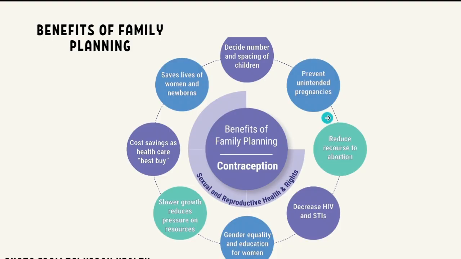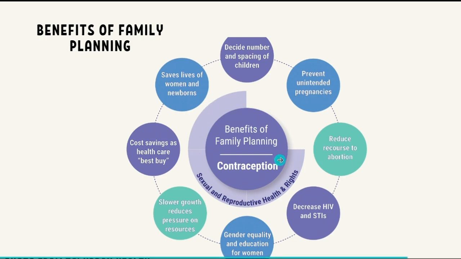It also reduces the recourse to abortion. These are both connected, because with an unintended pregnancy, you might say, I don't want a child, I will get an abortion. If you do family planning, you won't get pregnant when you know you don't want a child. So it reduces the opportunity to go get an abortion. And getting an abortion can have risks to it.